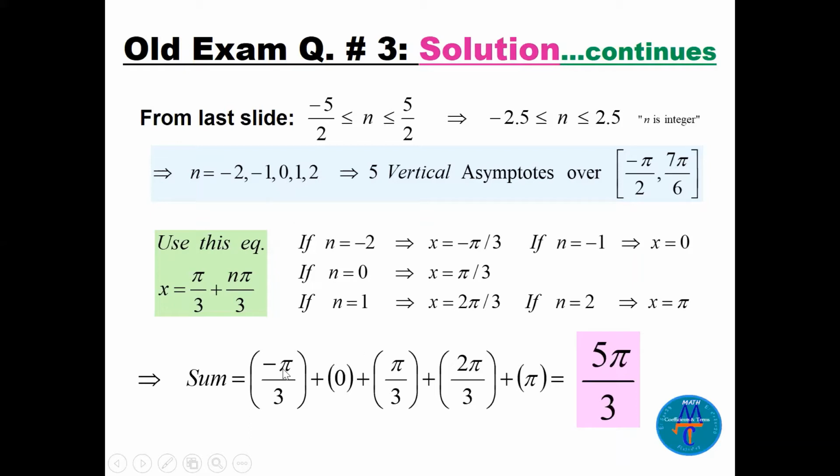The vertical asymptotes are minus pi over 3, 0, pi over 3, 2 pi over 3, and pi. So when you add all these 5 numbers, you will get, see, this is 0, this is 0 also, this is LCD 3, so 5 pi over 3 is the answer.